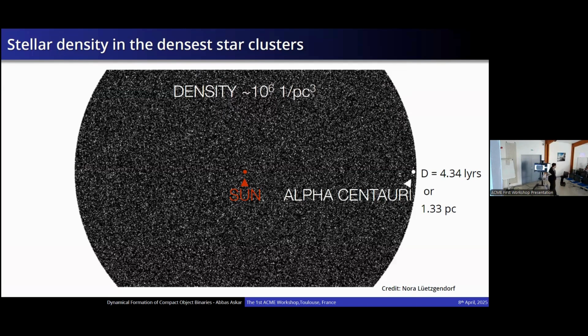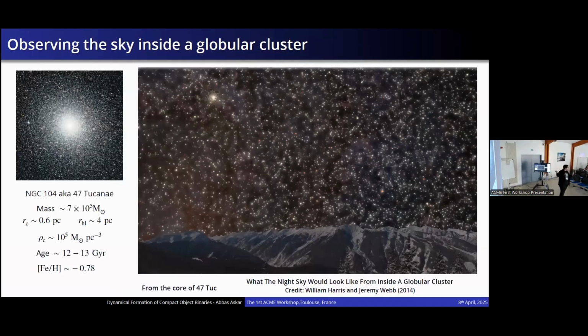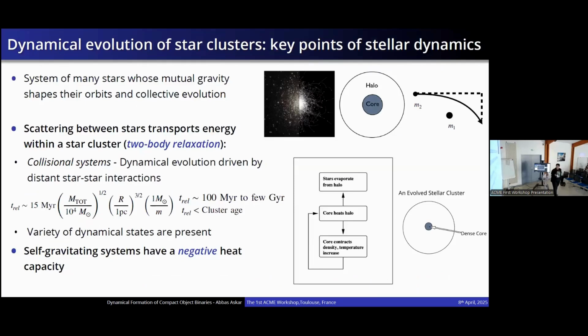And if you ever wondered what the night sky would look like if you were at the center of a star cluster, well, it will look something like this. This is what the night sky would look like if you were at the center of the globular cluster 47 Tuc. It's based on simulations. So the sky would literally be packed with stars.